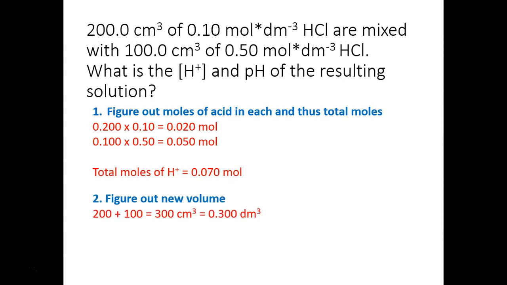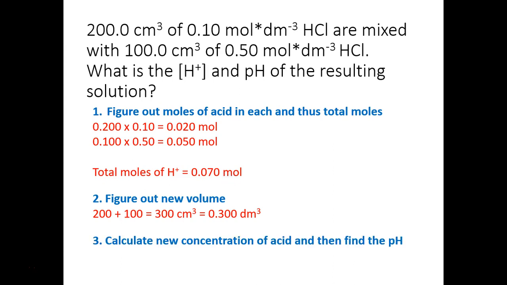Again, 200 plus 100 is 300 cubic centimeters, which is 0.3 cubic decimeters. So we'll calculate the new concentration by dividing the moles by the volume, and we get 0.23 moles per liter. That should say to the negative third. And the pH is the negative log of that concentration, which is 0.64.